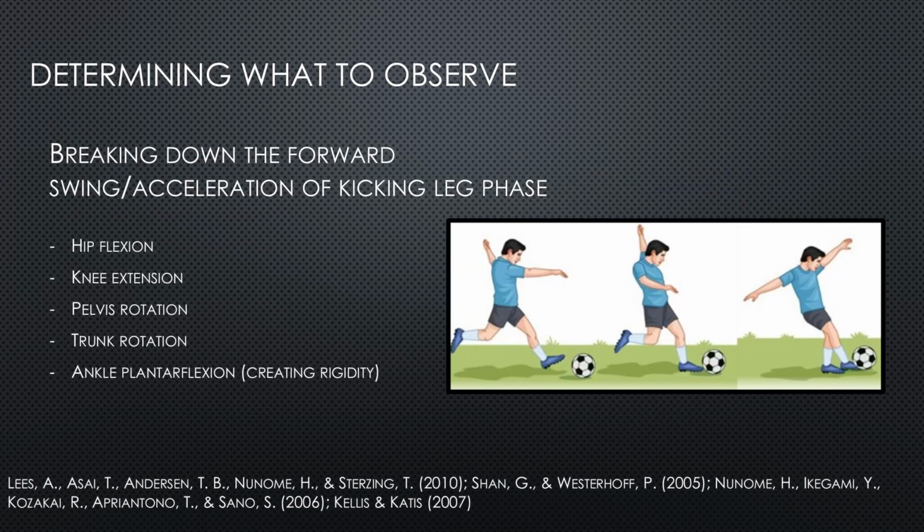Next up is the forward swing. The emphasis shifts to coordinated hip flexion, knee extension, and ankle plantar flexion. These movements occur in a tightly sequenced chain that accelerates the foot forward towards the ball. Studies by Shan and Westerhoff in 2005 and Kellis and Katis in 2007 highlight that efficient angular momentum transfer combined with trunk and pelvic rotation directly correlate with foot velocity at impact of the ball.